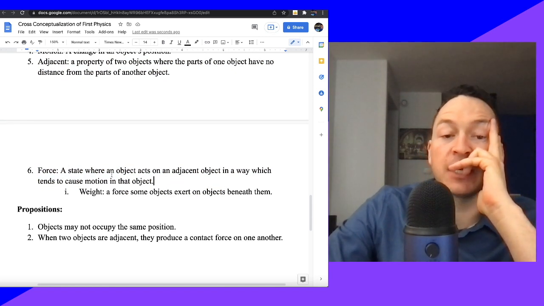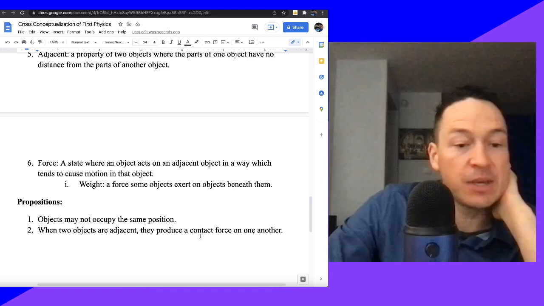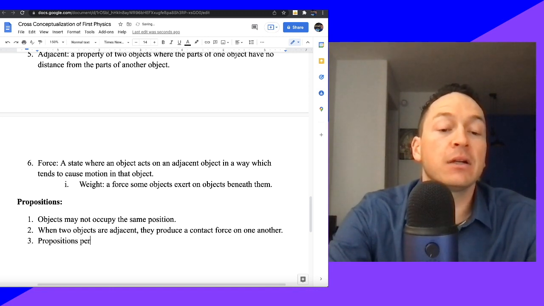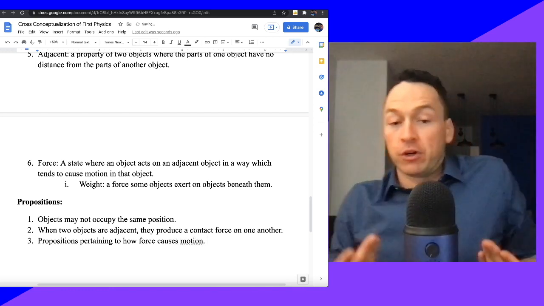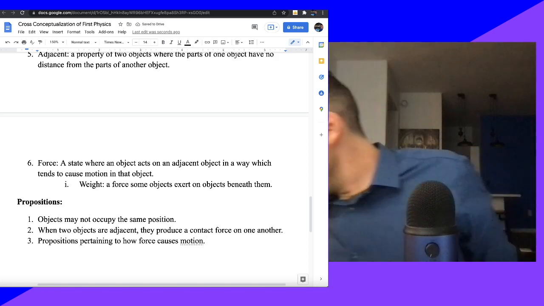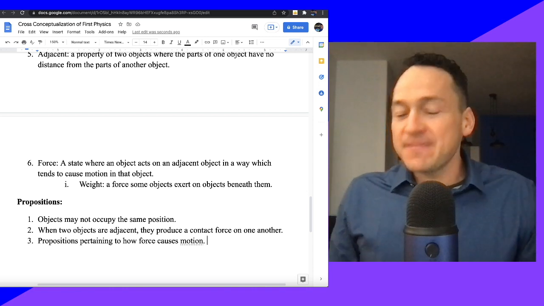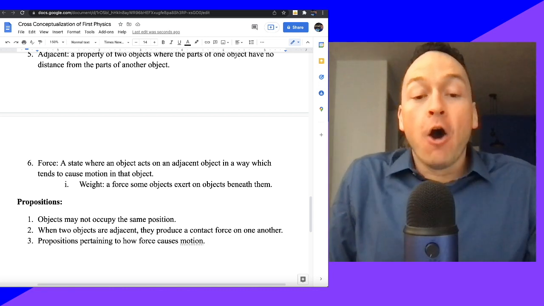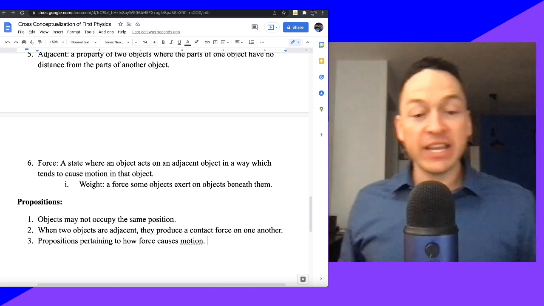Force: a state where an object acts on an adjacent object in a way which tends to cause motion in that object. Okay, so this leads to some interesting things. This is going to lead to propositions pertaining to how force causes motion. I know that force causes motion. Now, as always, some of you may say, James, force causes a change in motion. Yeah, I know, but how did we figure that out? That's what I'm showing you, okay? So they had to reason through all of this.